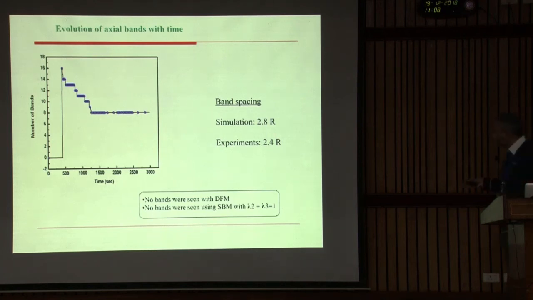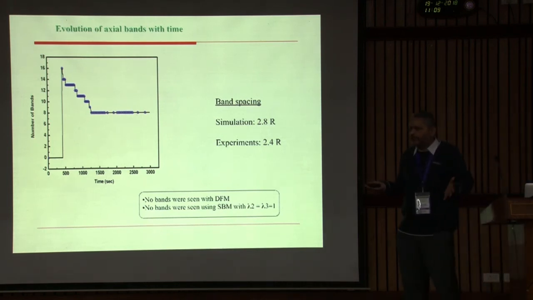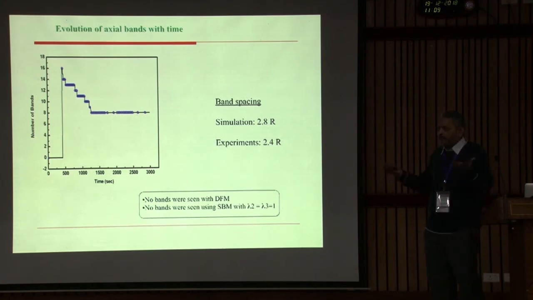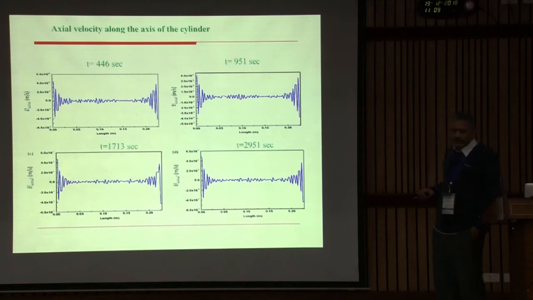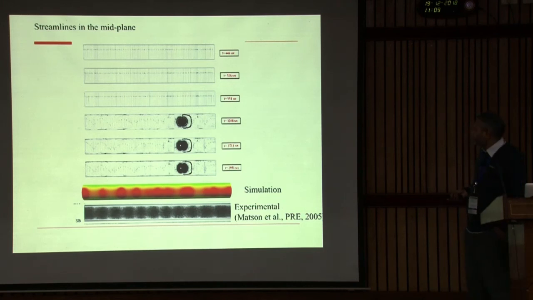So it clearly says that the migration and secondary flow are enough to explain the pattern formation. There were no bands when we used the diffusive flux model, because the diffusive flux model does not predict secondary current. And there were no bands even with SBM when we took an isotropic tensor. So this tells us that it's the rheology which is more important, compared to instability, in explaining the band formation. This is the final band pattern from simulation and from the experiment. If you consider the weaker bands, they observed 11 bands, and we also observed 11 bands.